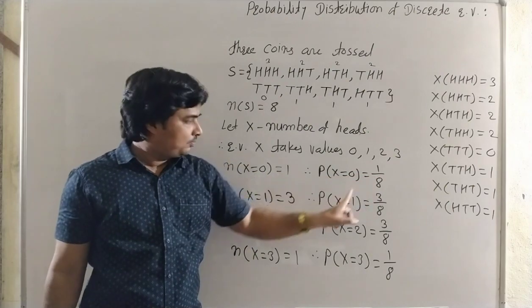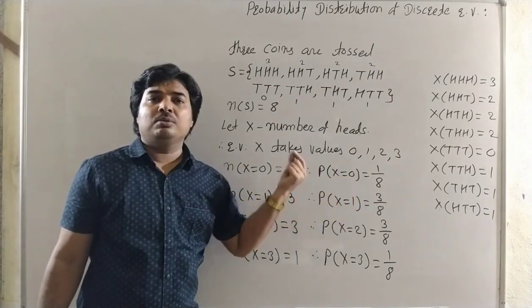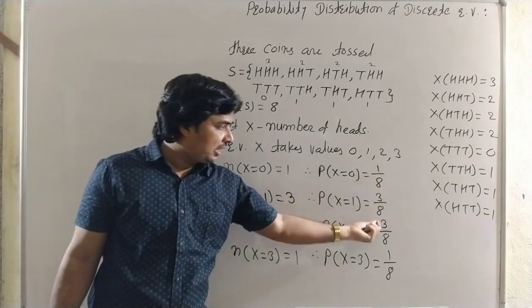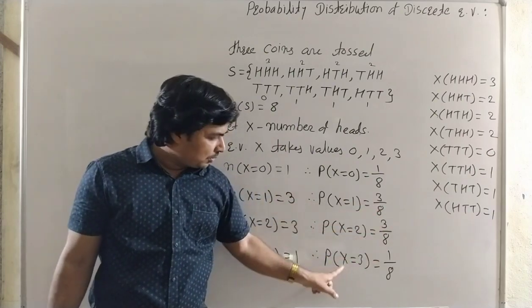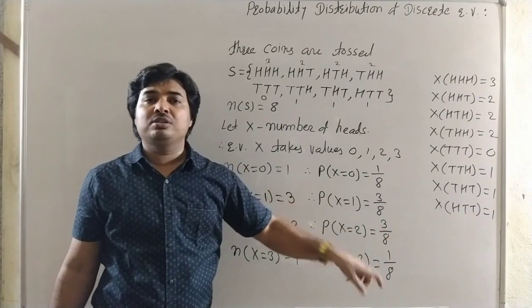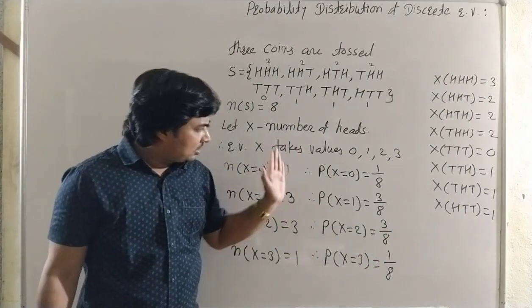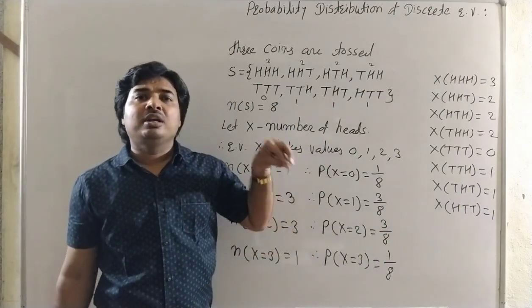it is 1 by 8. The probability of the random variable x equal to 1 is 3 by 8. The probability of x equal to 2 is 3 by 8, and the probability of x equal to 3 is 1 by 8. Now these probabilities we write in a tabular form.